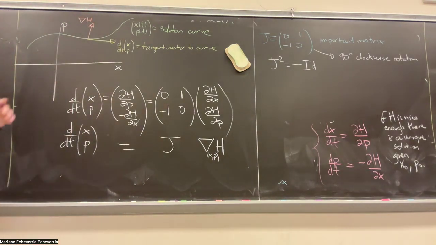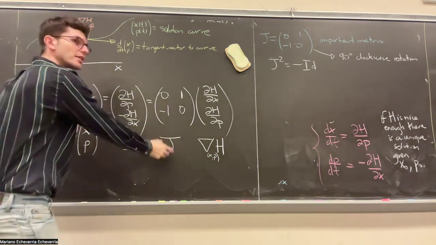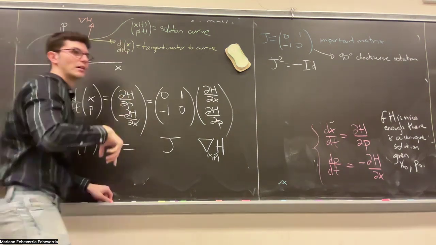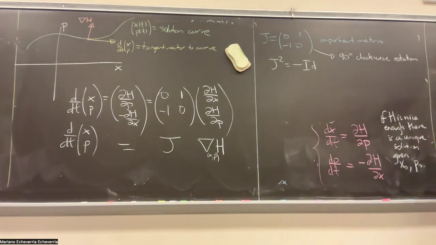The gradient was something like this, and then you multiply it by j to rotate it by 90 degrees, and that gives you the direction of the curve. So the point is that a solution to the equations evolves moving perpendicular to the gradient.